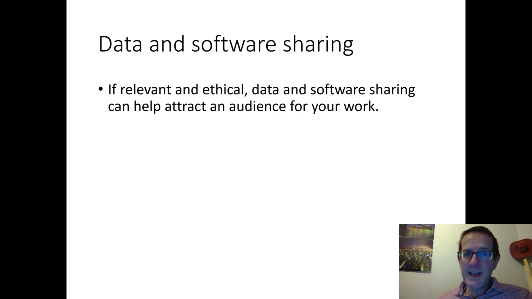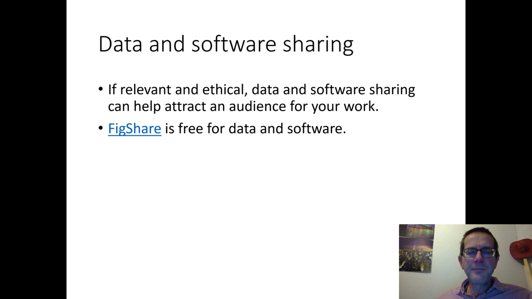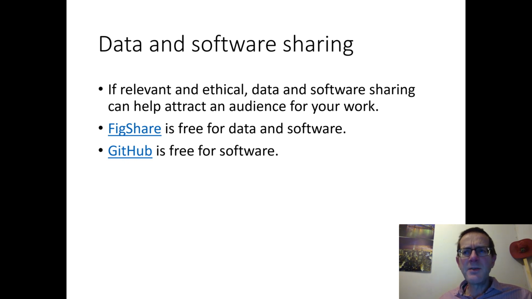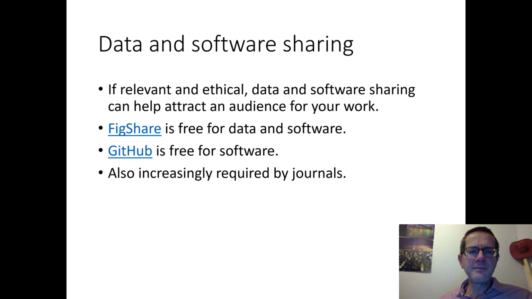So, data and software sharing. When writing an article, you might generate new data or even software, and if you share it, then it can help attract an audience for your work. Figshare is the one I use. It's a free site where you can put your data and software, so it's best for data really. GitHub is another free site, and it's perfect for sharing software. You can get a bigger audience if people reuse your data or your software, because that helps them to find out about your research. And it's also increasingly required by journals.